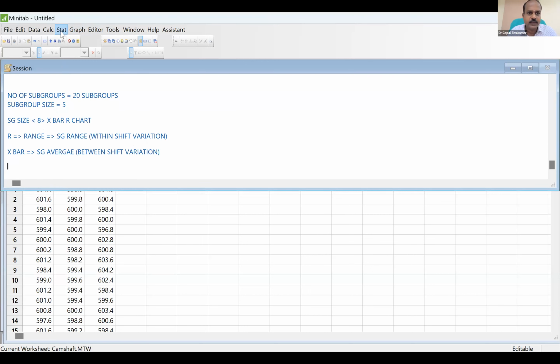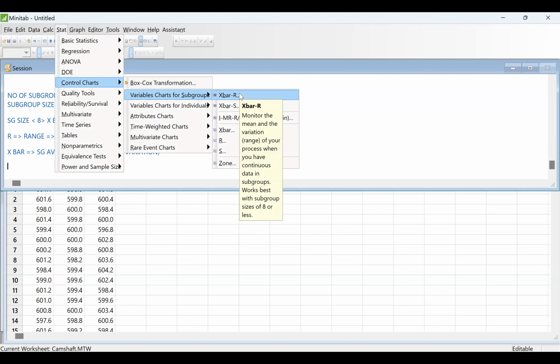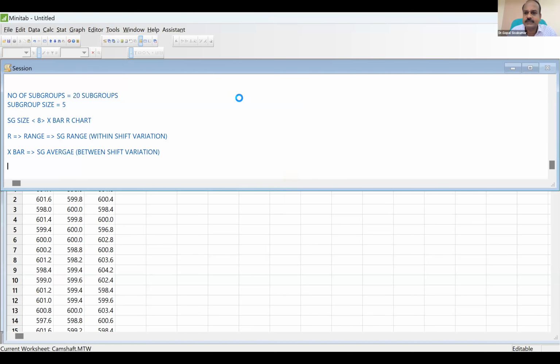See here, I go to Stat. Can you see control chart? Now you have variable chart for subgroup. Which chart should I choose now? X bar R chart. Can one of you read out the description here? Monitor the mean and the variation of your process when you have continuous data in subgroups. Works best with subgroup sizes of 8 or less. This is the reason why we selected X bar R chart.